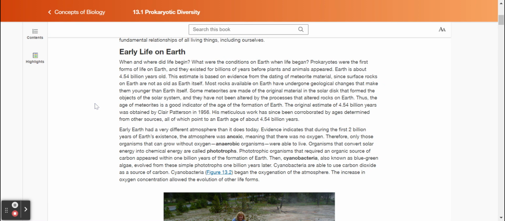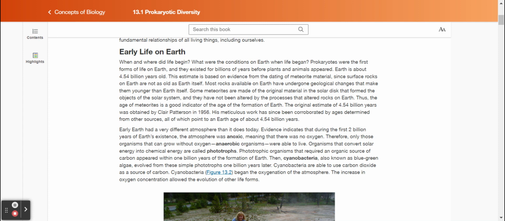Early life on Earth. When and where did life begin? What were the conditions on Earth when life began? Prokaryotes were the first forms of life on Earth, and they existed for billions of years before plants and animals appeared. Earth is about 4.54 billion years old.